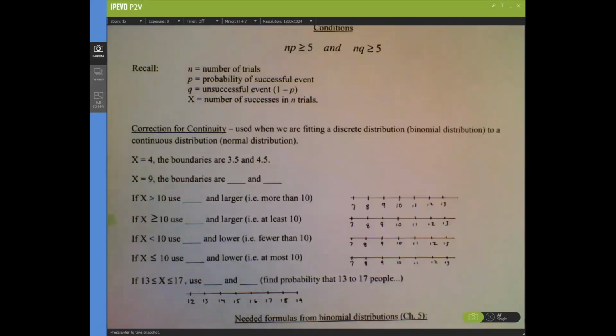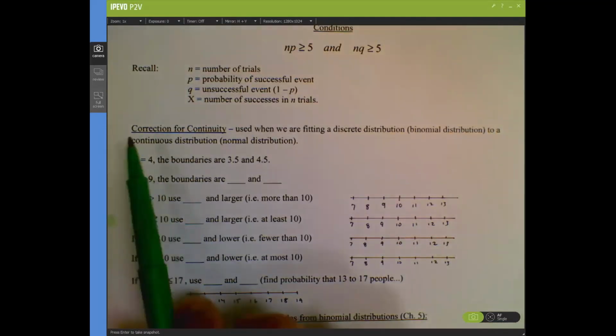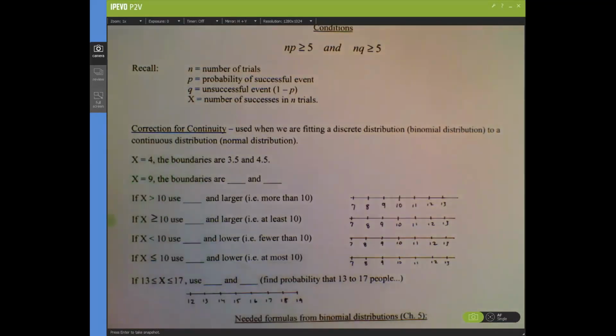When you are using a normal distribution to approximate a binomial distribution, there are a couple of different things that will be new. One of them is we have to use a correction for continuity. Because a binomial distribution uses discrete data and our normal distribution is for continuous data, we need to apply what's called a correction for continuity.